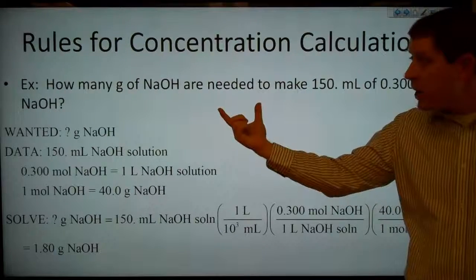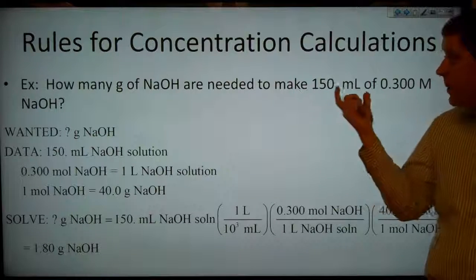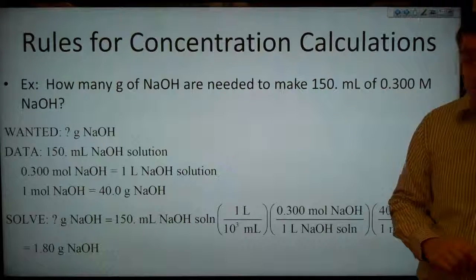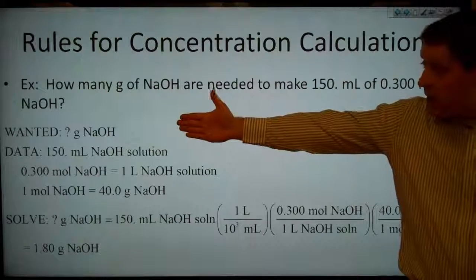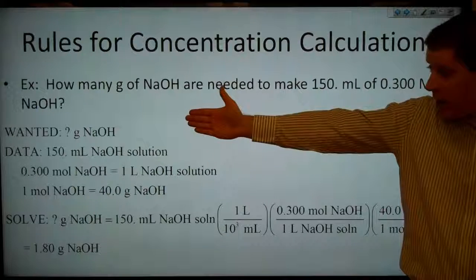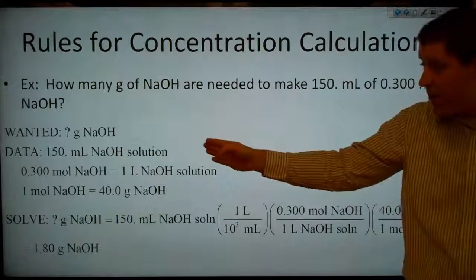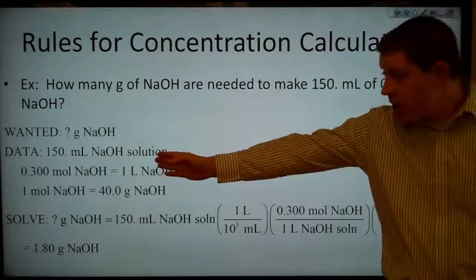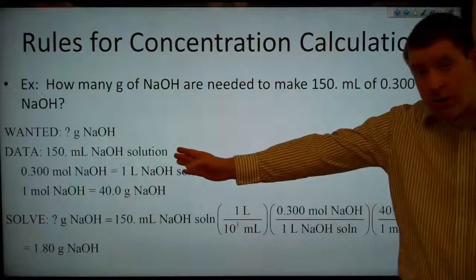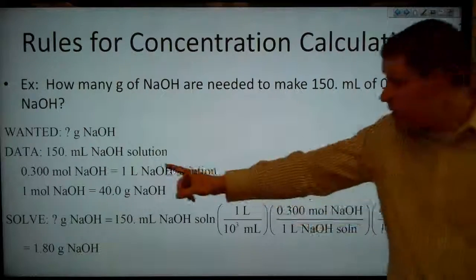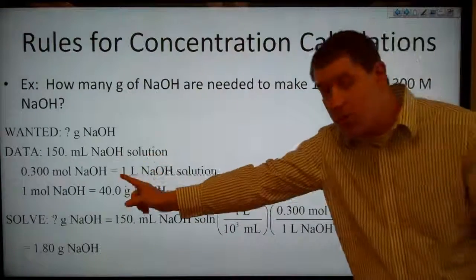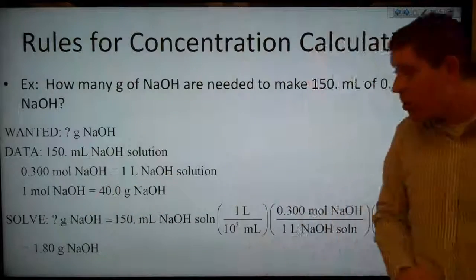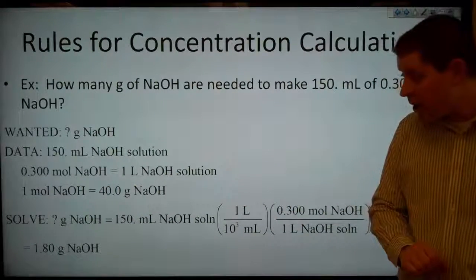For example, how many grams of sodium hydroxide are needed to make 150 milliliters of 0.300 molar sodium hydroxide? So we want mass of sodium hydroxide, we want grams of sodium hydroxide. The data we have is that we have 150 milliliters of sodium hydroxide solution. We know the concentration is 0.300 molar sodium hydroxide, but we don't want to write it that way in the data. We want to write it instead as 0.300 moles of sodium hydroxide equals 1 liter of solution. We also know the molar mass. 1 mole of sodium hydroxide is 40 grams of sodium hydroxide.